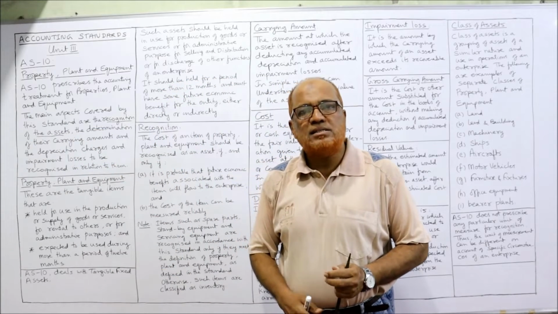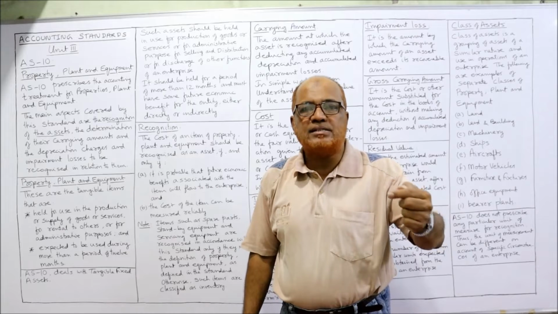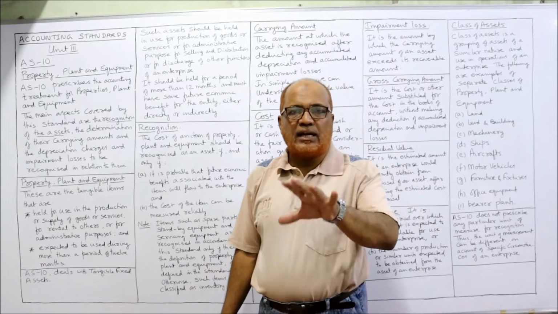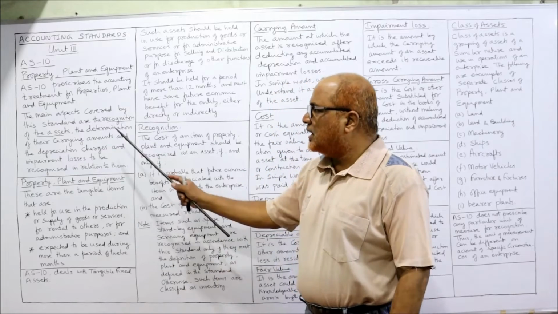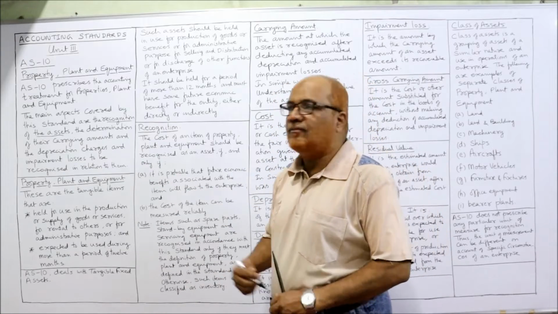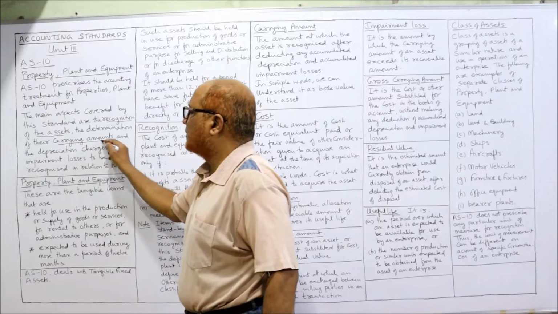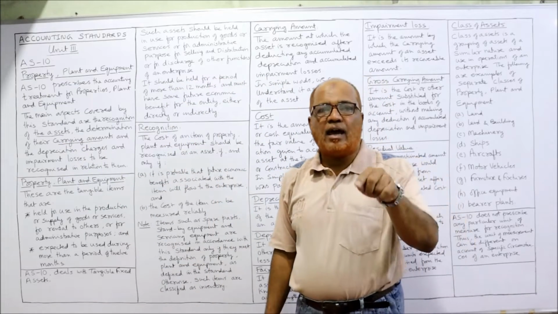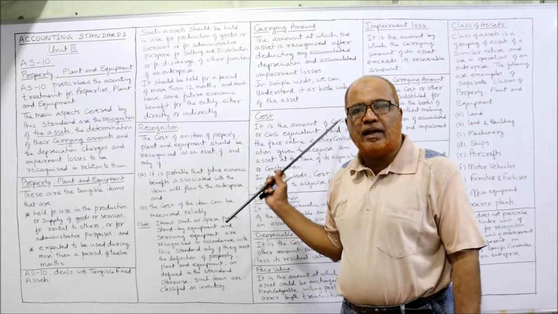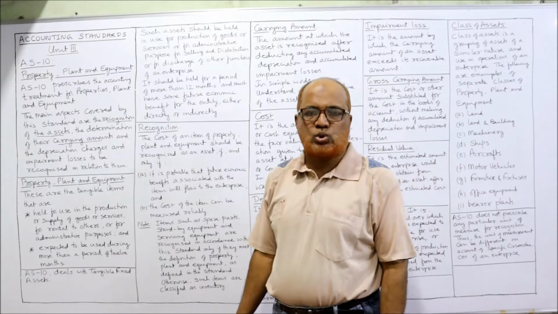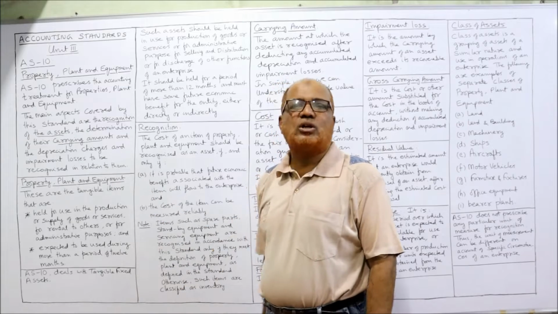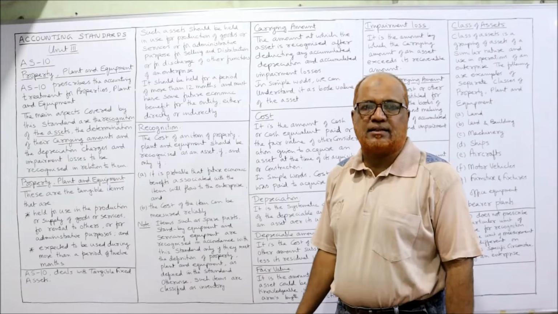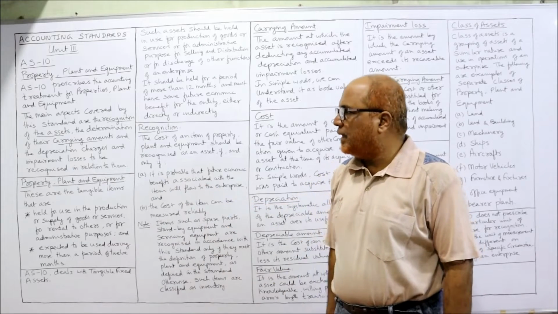Because we have to recognize, measure and present in the financial statements, first of all we have to recognize whether it is an asset or not. Secondly, the determination of the carrying amount. What is carrying amount? I'll explain the concepts which are used. So first, recognition of the asset. Second, what is the carrying amount of that asset? The asset is property, plant and equipment.